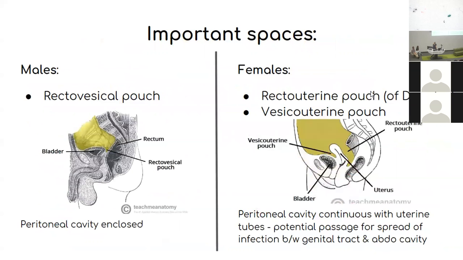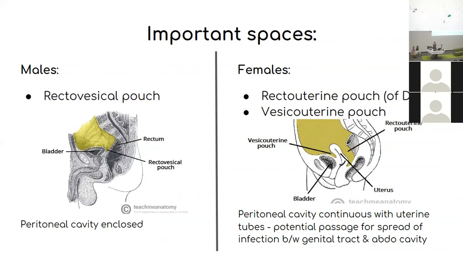Important spaces. So males and females, it's important to know the difference between the two. In males, we have a bladder and a rectum, whereas females, we have an extra uterus. So we can only have fluid collecting in one space for males, and that's in the rectovesical pouch. Vesicle was bladder. And it's important to know that the peritoneal cavity is enclosed, so there's no real potential for spread of infection. This contrasts with females.